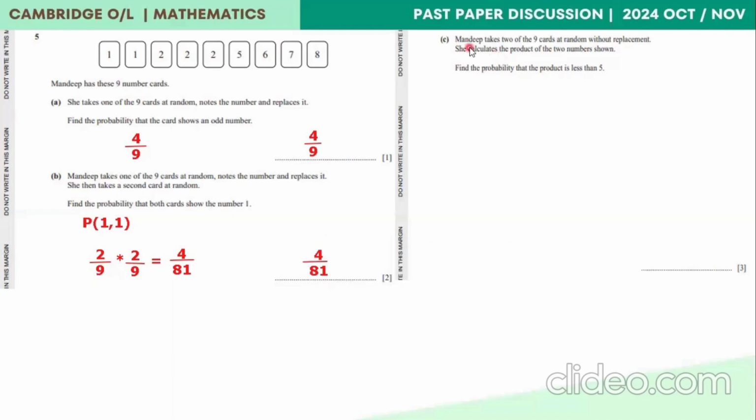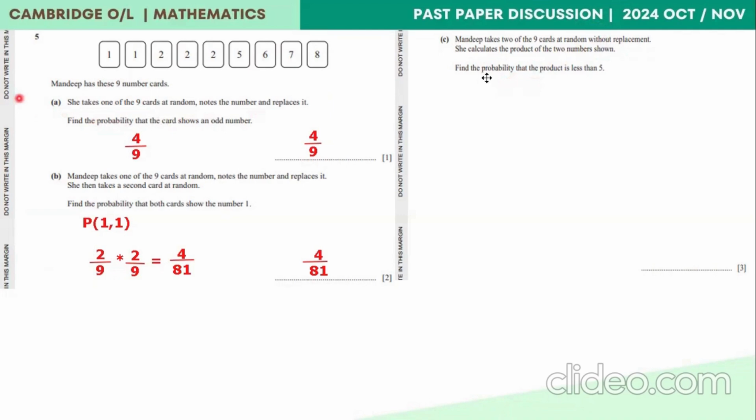For the next question, Mandeep takes 2 of the 9 cards at random without replacement. She calculates the product of the 2 numbers shown. Find the probability that the product is less than 5. So now Mandeep takes again 2 cards, but without replacement, and she calculates the product of the two numbers shown. So now we have to find the probability that the product is less than 5.